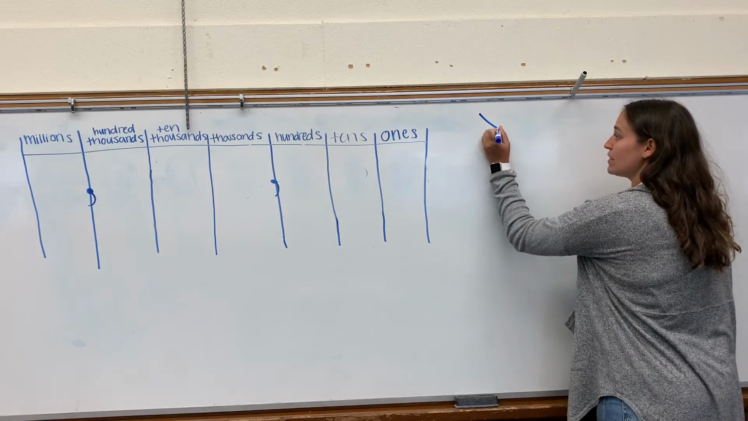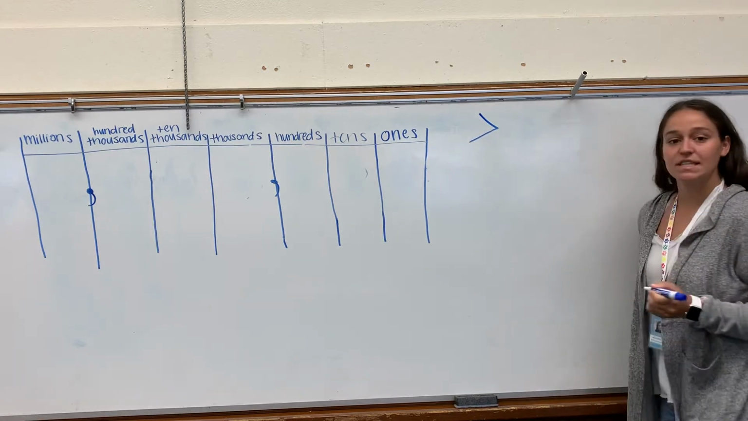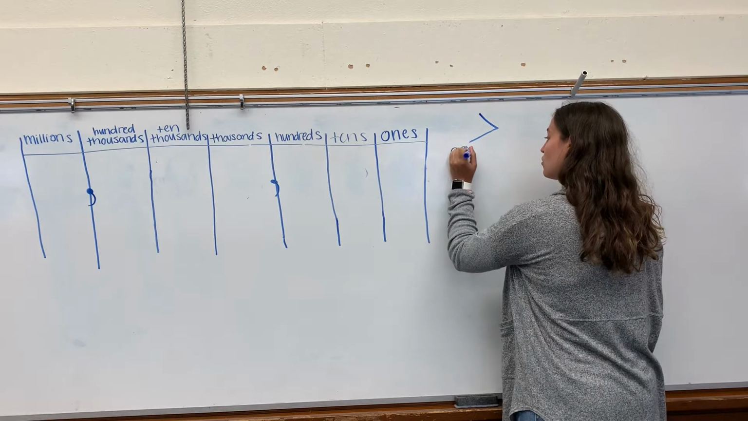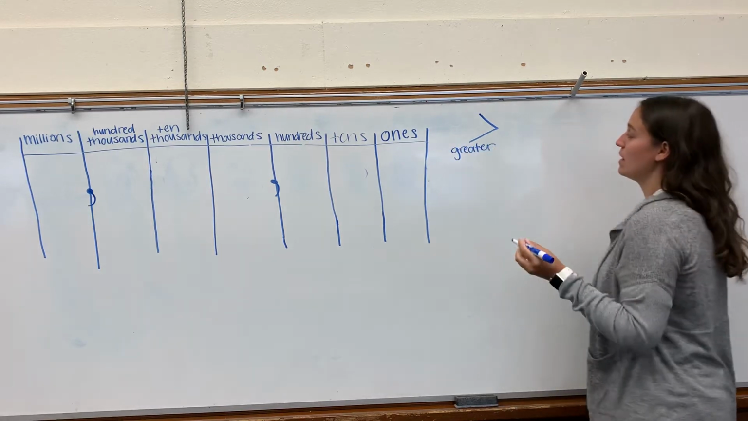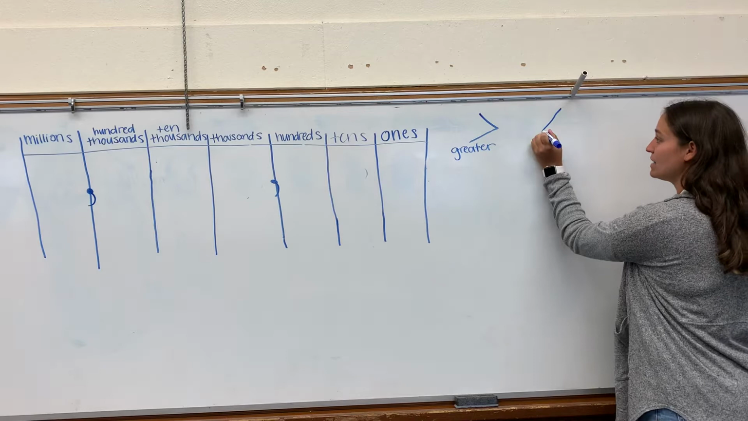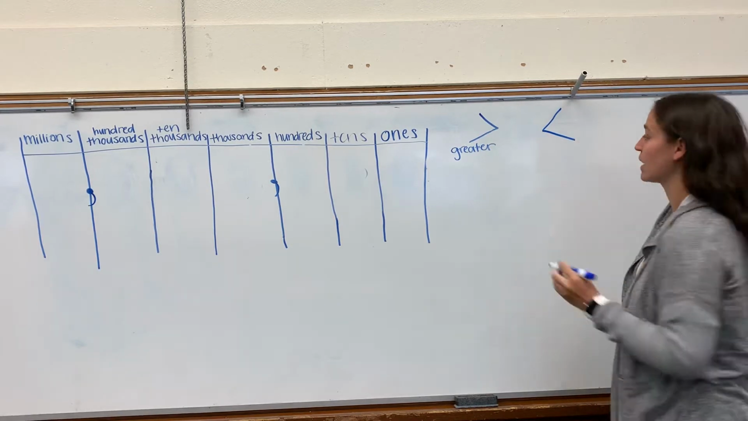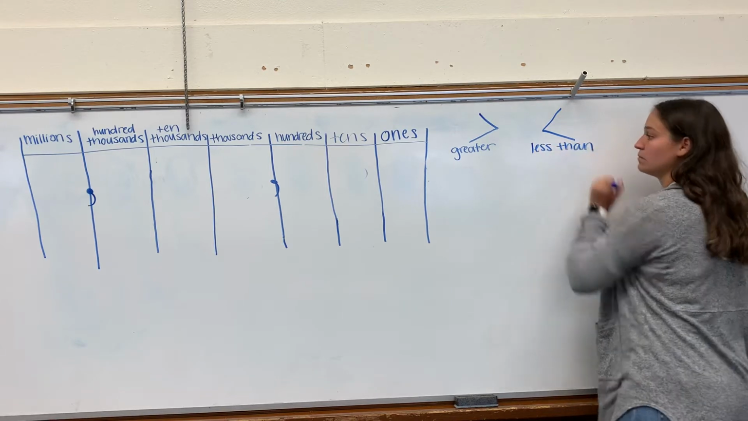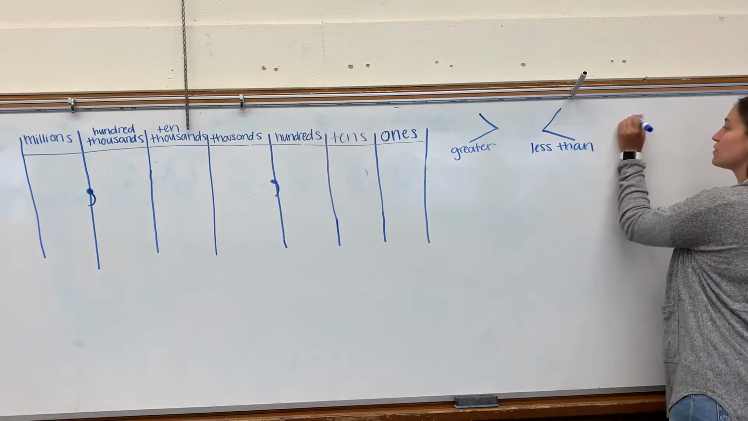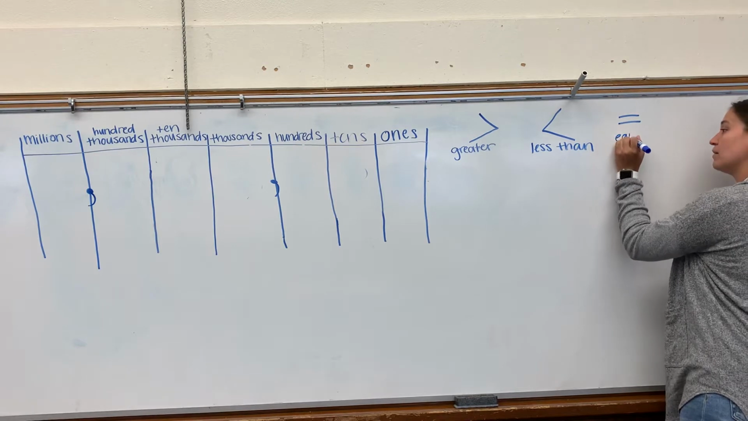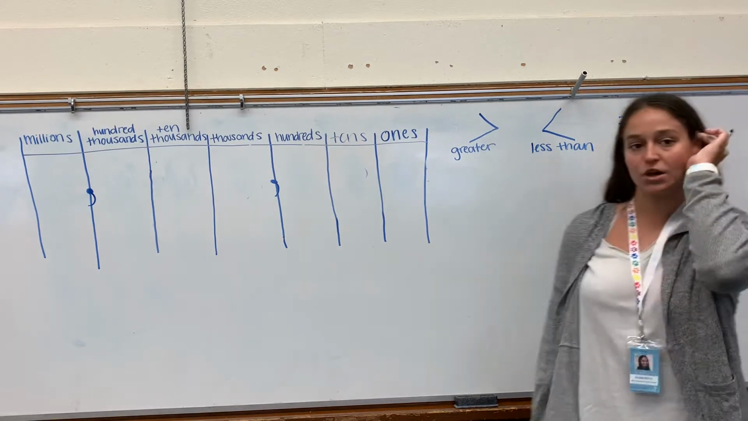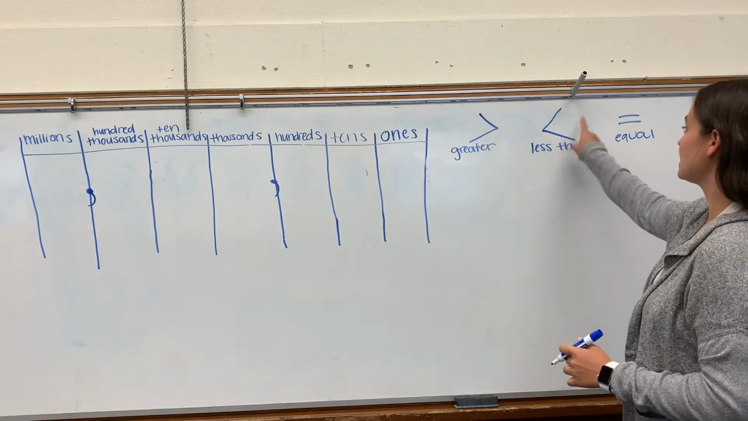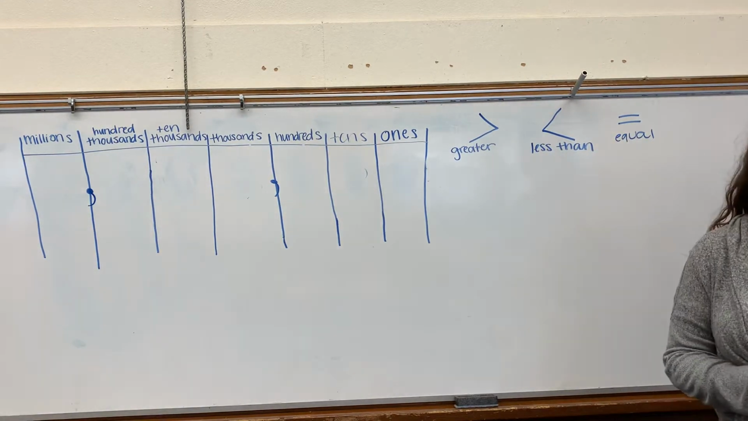So we have a symbol that looks like this. This is the greater than sign, okay? So greater. And then we have the exact same sign, except it's opening up the opposite way. This is the less than sign, okay? And then, of course, we have the equal sign. That means two numbers are the exact same, okay? So we have greater than, less than, or equal to, okay?